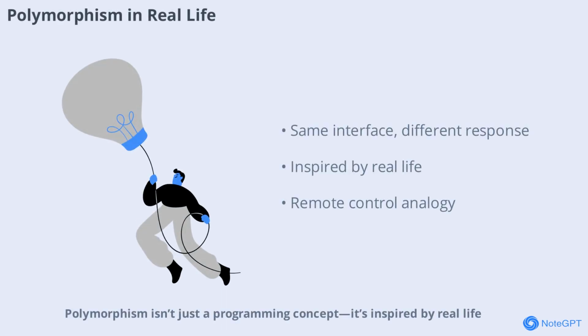Polymorphism isn't just a programming concept, it's inspired by real life. Think about how a remote control can operate different devices: TV, air conditioner, or stereo. The remote sends the same signal, but each device responds in its own way. This mirrors how polymorphism works in code, allowing different objects to respond to the same message uniquely.